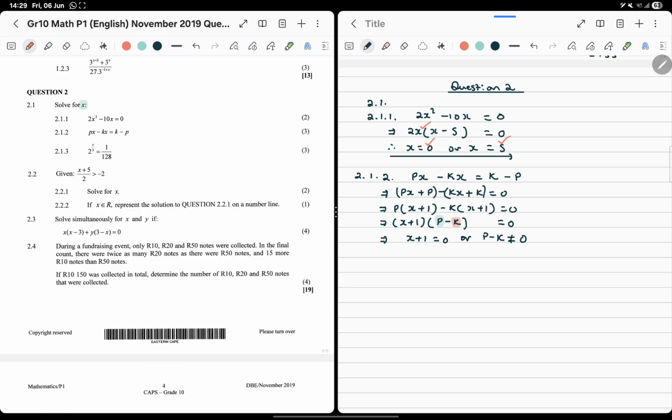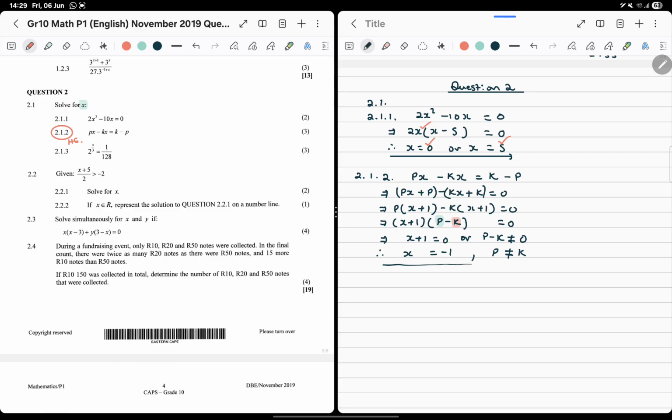Okay? So this is a higher grade question, truly speaking, because how you solve this one is not the usual way. You know how? It's a bit naughty. Now let's have a look. We will then say, therefore, x can be equal to minus 1, where p must not be equal to k.